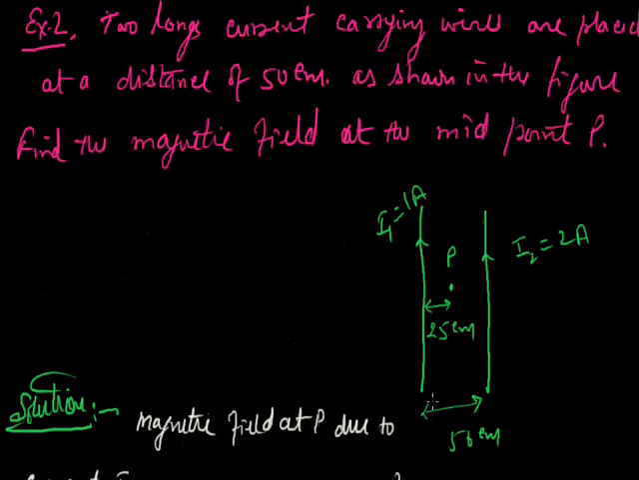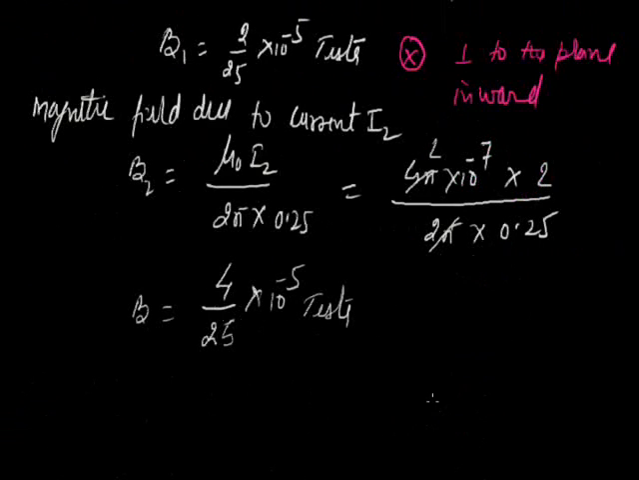hand thumb rule, because this point is towards the left of the second wire. So by the right hand thumb rule, the magnetic field B2 at point P will be perpendicular to the plane, outward.